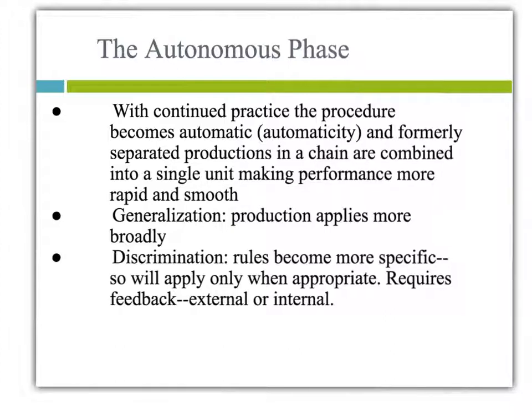And following that, two other things can occur. First is generalization. The production applies more broadly. You can use this sequence in a different context. And next is discrimination. Rules become more specific, so you will apply them only when appropriate. However, this requires feedback.